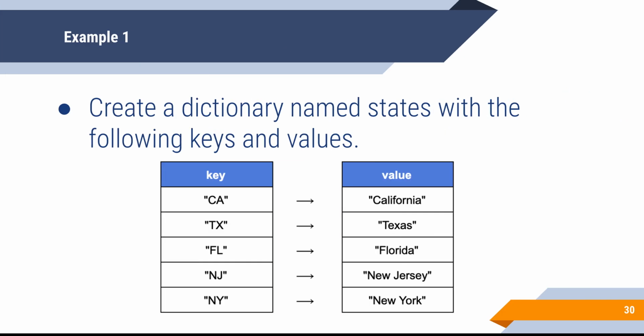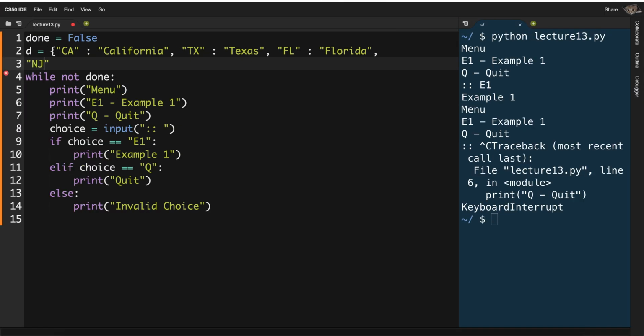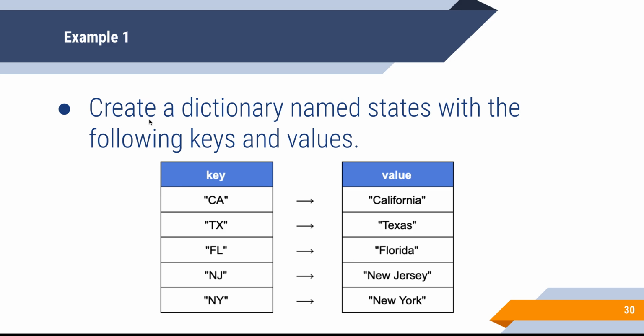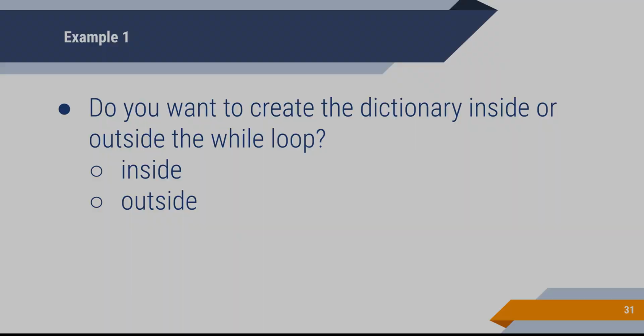And let's keep adding here. We've got NJ for New Jersey. And then we have NY for New York. And just remember, you gotta end with a curly brace there. All right. So we've created our dictionary of our states and their abbreviations here.